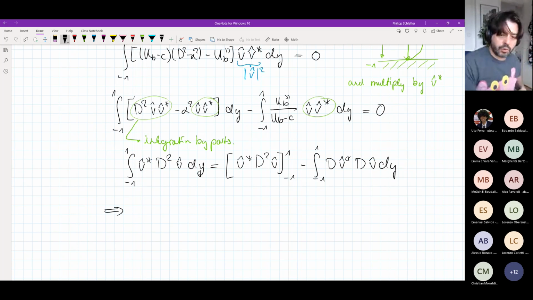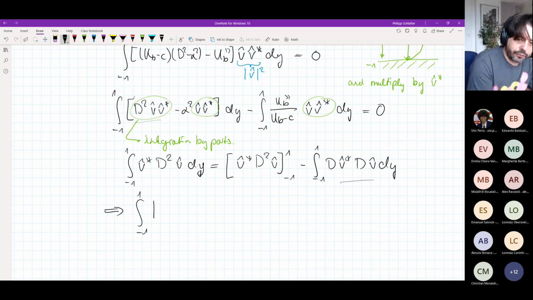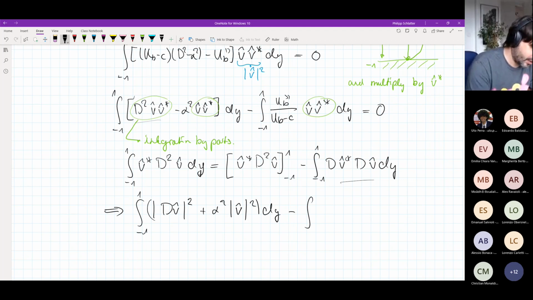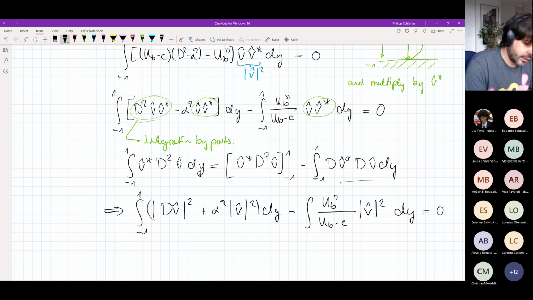Okay, so what we get in the end, if we essentially replace this term with this one, is the integral from -1 to 1 of the magnitude of dV hat squared plus alpha squared times the magnitude of V hat squared dy, plus, actually I think this should be a plus here, the integral of UB double prime divided by UB minus C times the magnitude of V hat squared dy. And this should still be 0.